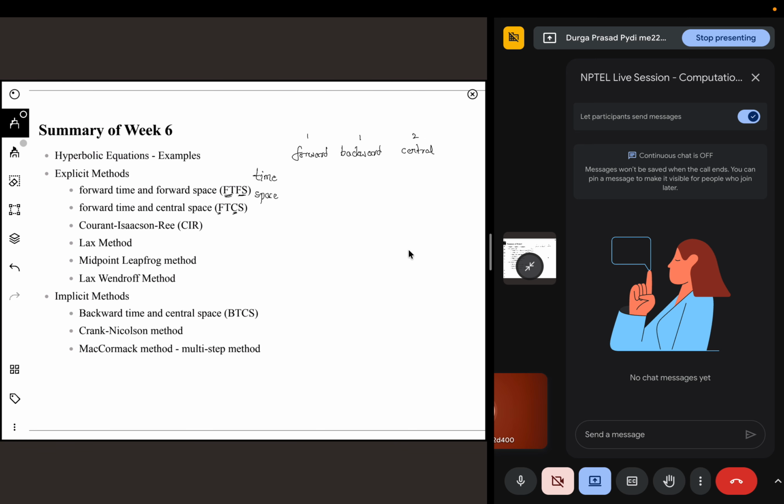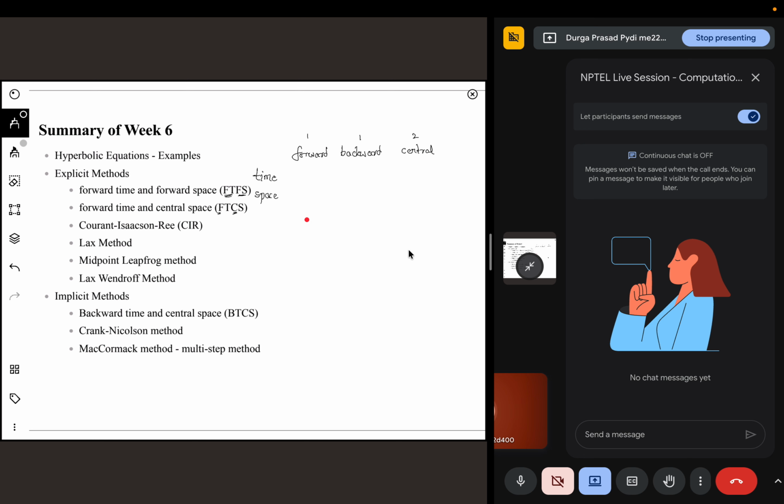But then, as we discussed in parabolic equations, we also need to consider the consistency and stability of the particular scheme that you have chosen. For hyperbolic equations, certain schemes are not stable. How to do stability analysis is something that we'll discuss next week. But the idea goes like this.